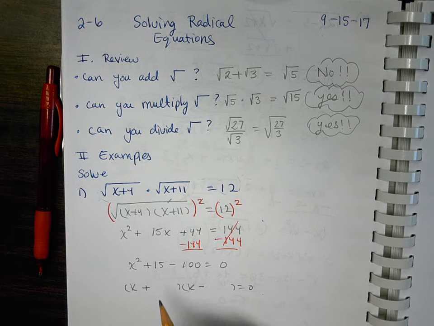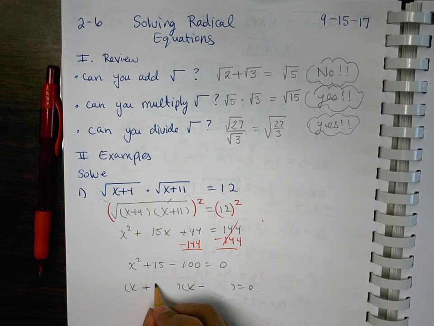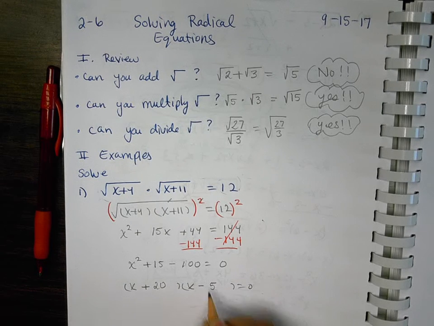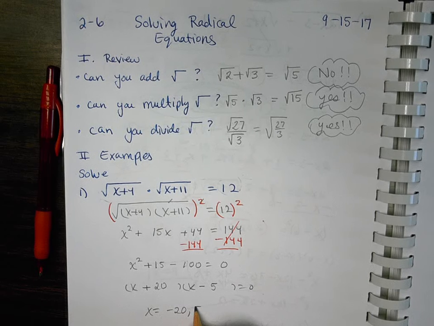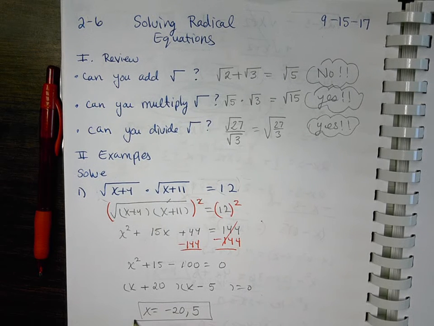Anybody have it? 20 and 5, plus 20 minus 5. What does x equal? Negative 20, 5, and boom, I'm done. Why not? Good job. All right, did somebody check it already? Oh, even better.